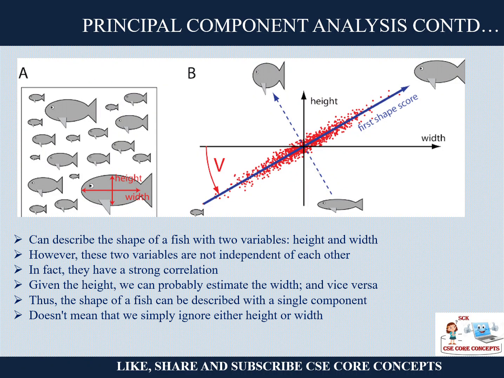Understood? In fact, this is called a strong correlation. The relation between height and width is strongly correlated. So if you are given the height, you can estimate the width and vice versa. Thus, the shape of the fish can be described with a single component. So instead of storing height plus width, two features, you can derive one third feature which is called the shape. If you say the shape of the fish is bigger, that obviously means its height is bigger and its width is bigger. So instead of storing two features, you are deriving a third component called the shape of the fish.